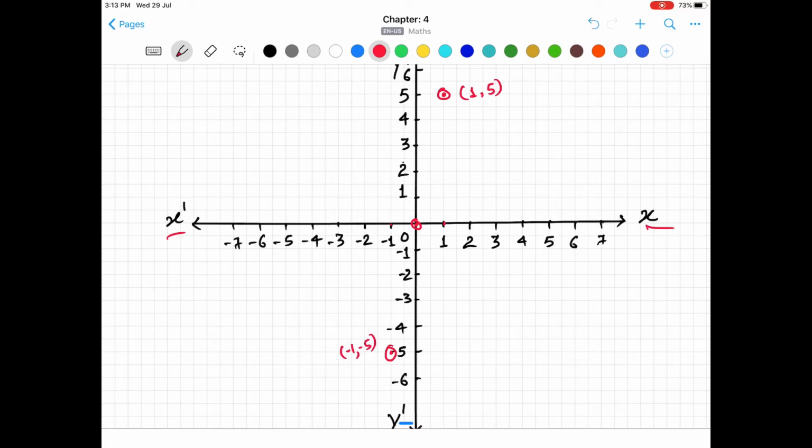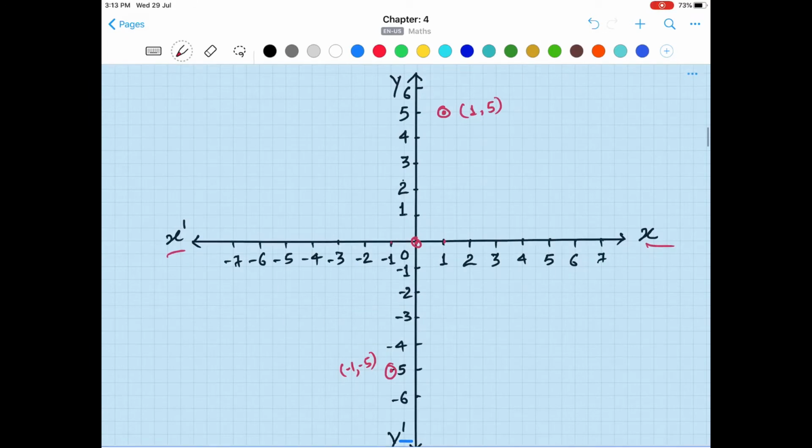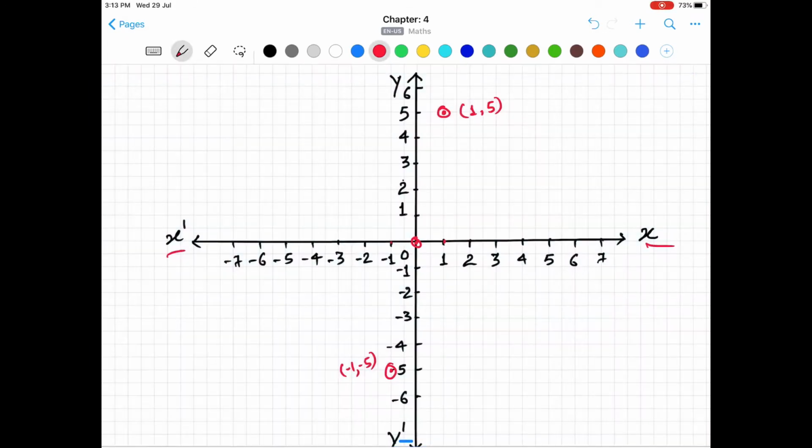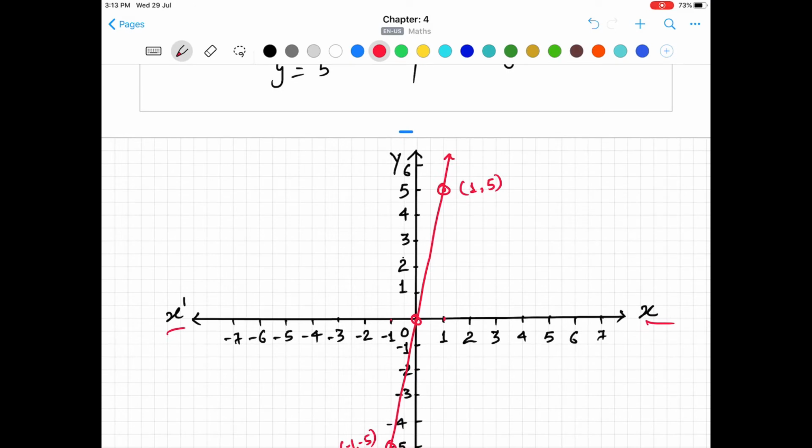Now we'll join these points to get the linear line representing this equation. So we have to draw a line connecting the 3 points. Okay, like this. Let's put the arrow on both ends because this line is continuous in both directions. And on the line we will write its equation, which is y equals 5x. Okay, I hope you understood it.